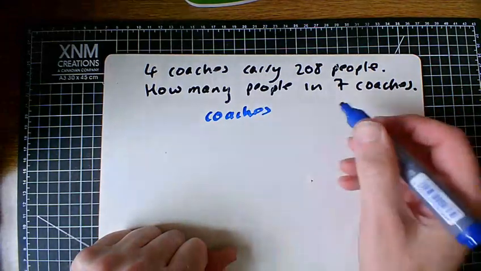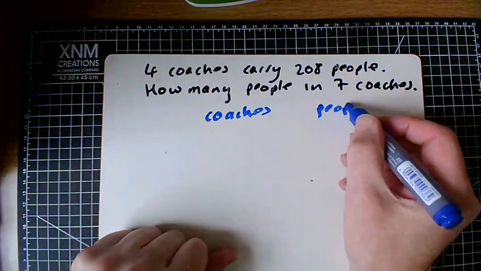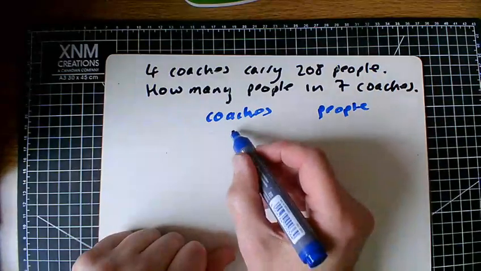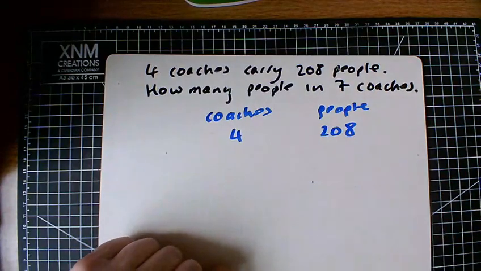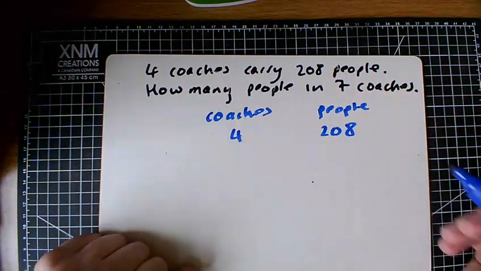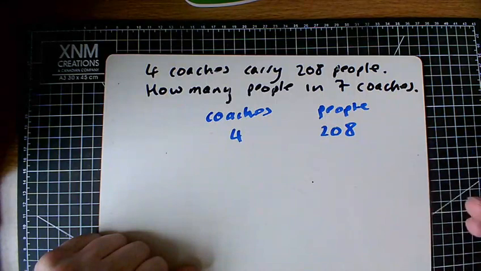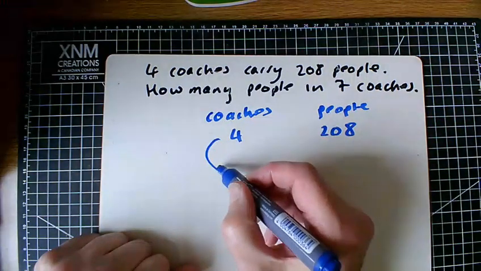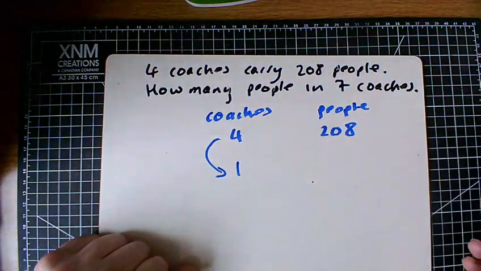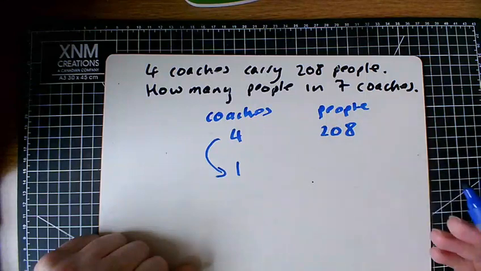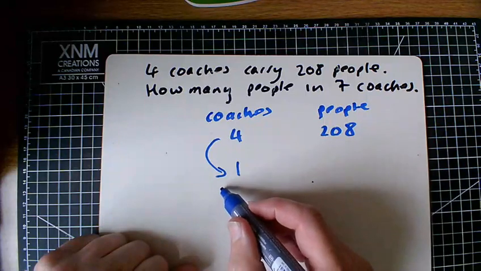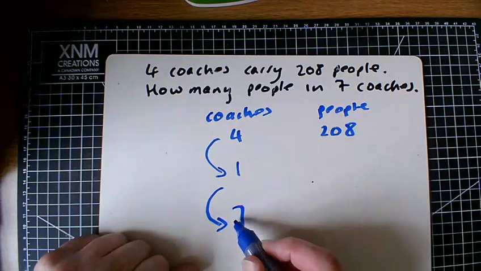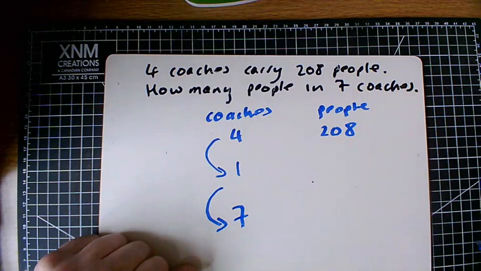If I start with 2 headings, coaches and people, I know that 4 coaches can carry 208 people. Now I want to scale this down to then find out how many people can be carried in 7 coaches. So quite often a useful thing to do is to ask yourself, how many people can be carried by just 1 coach? Once I know how many people will be carried by 1 coach, I can then scale it back up again and find how many people can be carried in 7 coaches.